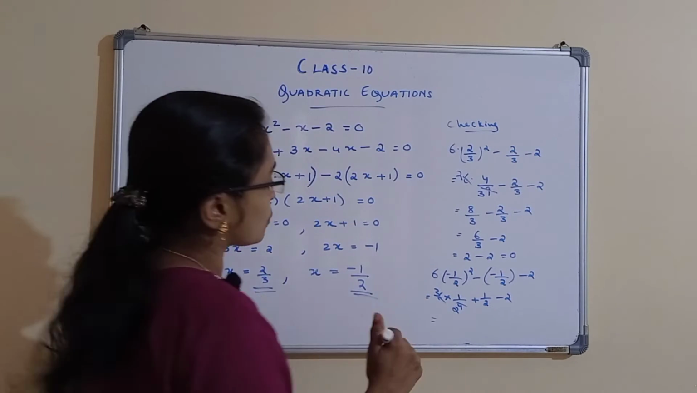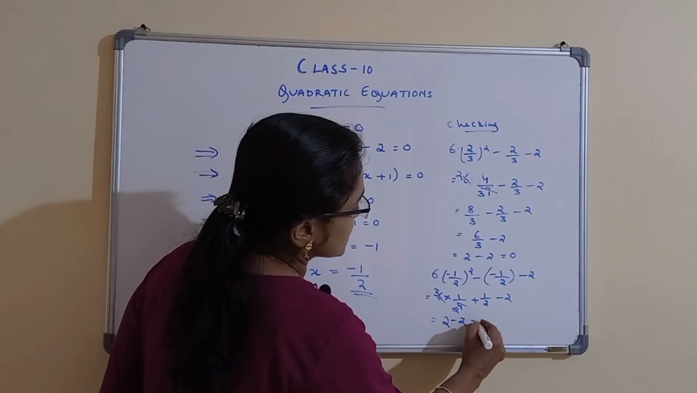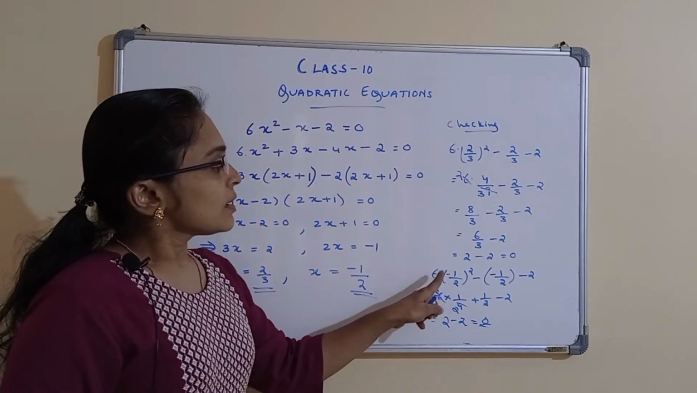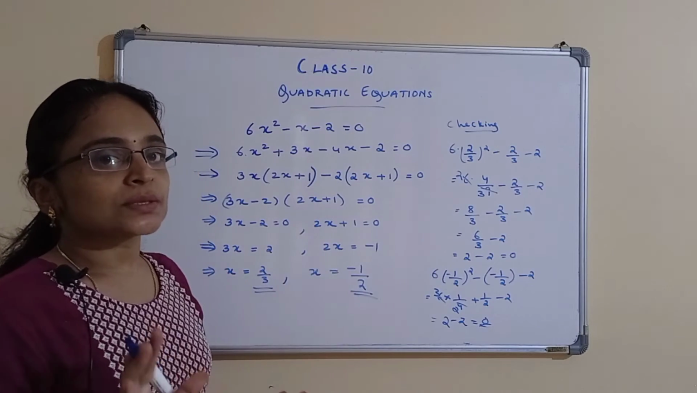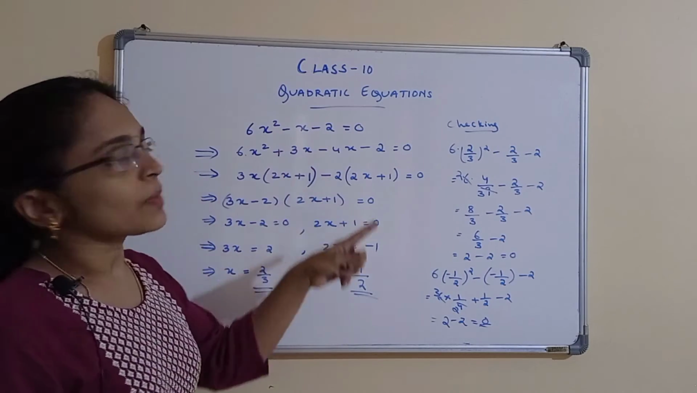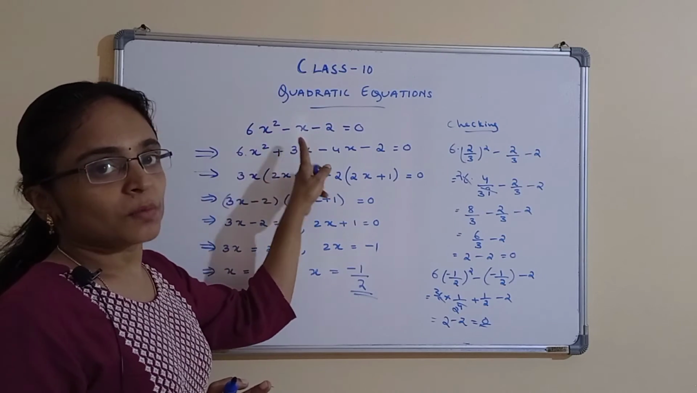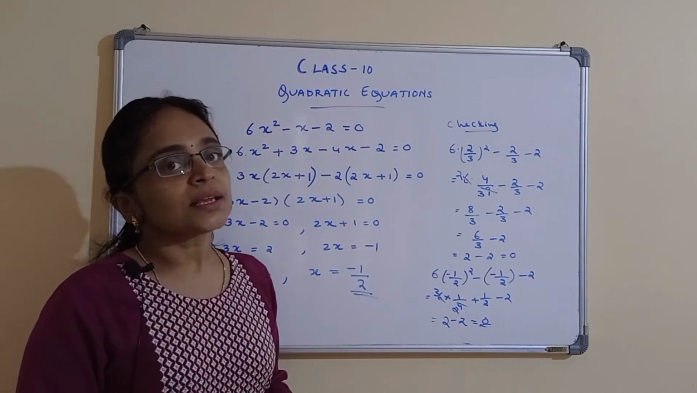4 by 2 is 2. So 2 minus 2 is equal to 0. So this is also correct. That is, x equal to minus 1 by 2 is also correct. That is, minus 1 by 2 is also a root of this equation, 6x square minus x minus 2 equal to 0.